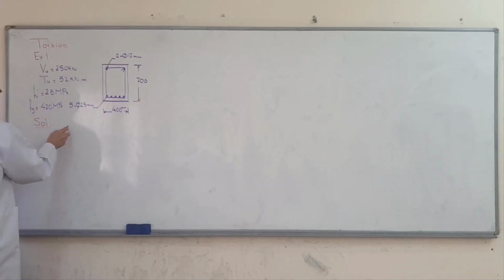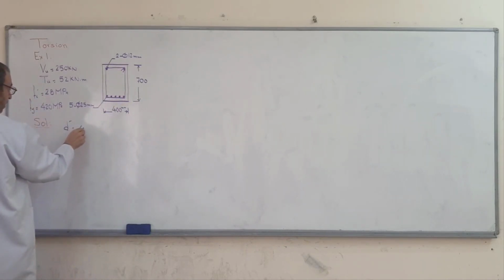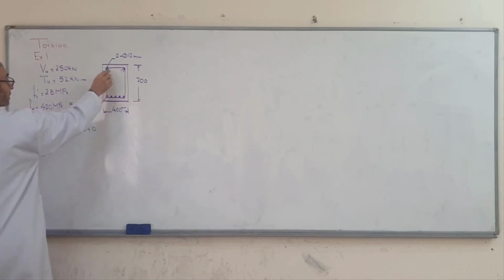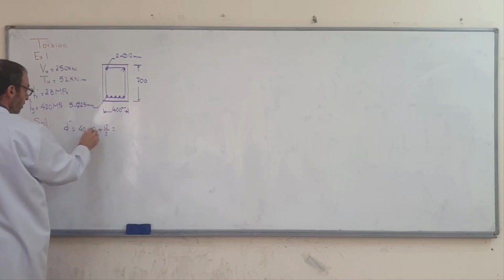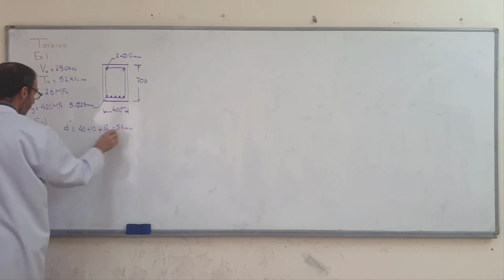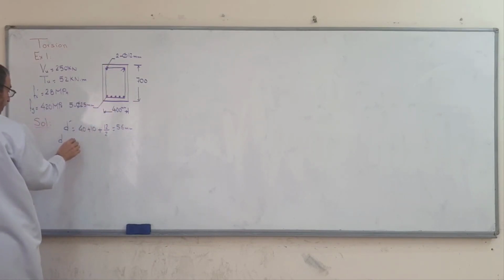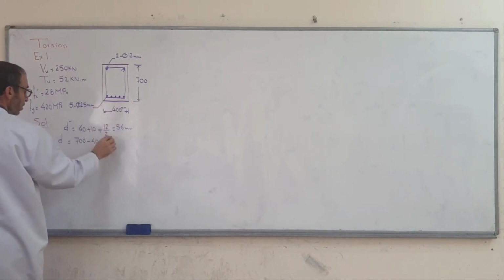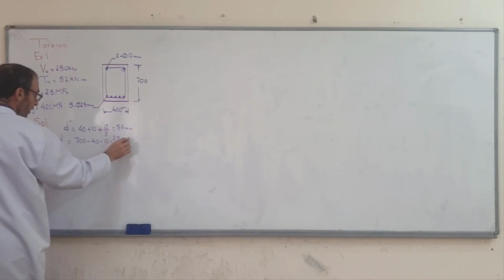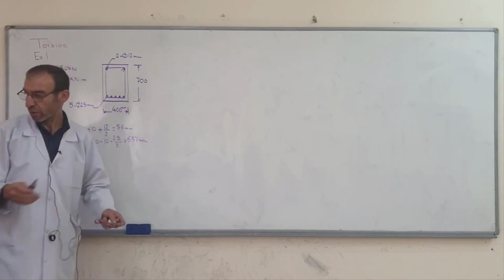d' is the distance from the center to the edge, which is cover plus stirrup plus 12 over 2, equal to 56 millimeters. d is the distance from the top compression fiber to the center of the tensile steel: h minus cover minus stirrups minus bar diameter over 2, equal to 644 millimeters.